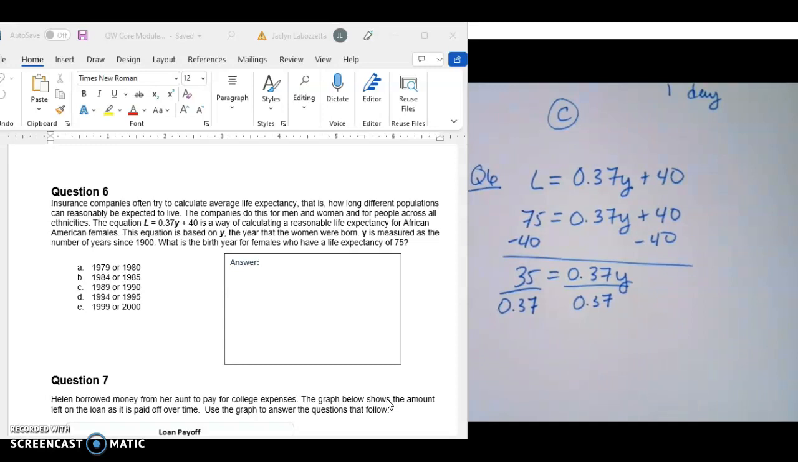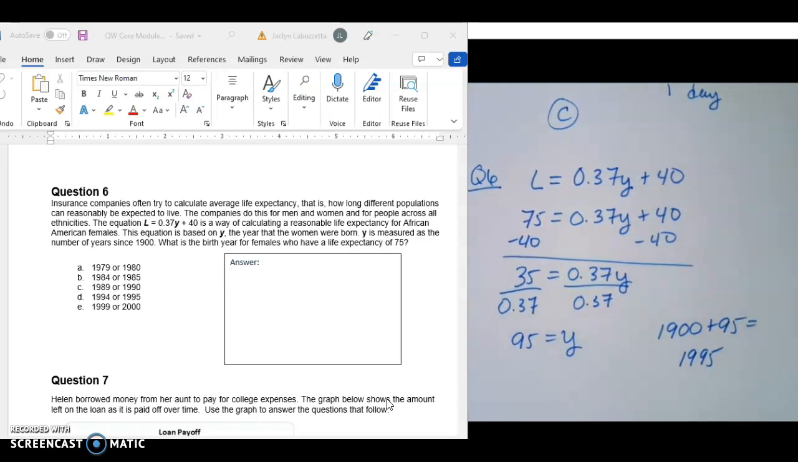Y is the number of years from 1900. So I'm dividing 35 by 0.37. That gives me about 94.6. So I'm just going to round that to the nearest whole number, about 95. So 95 is approximately equal to Y. So again, Y is the number of years since 1900, so we want to add 1900 plus 95, which gives us the year 1995.